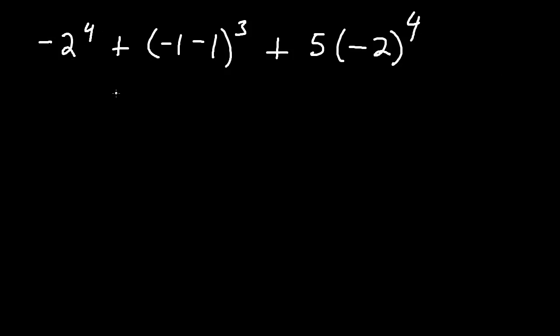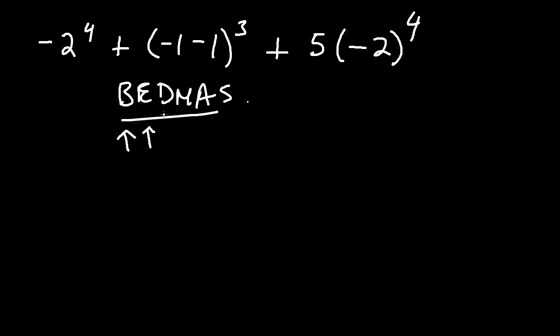Well, first off, we have to follow the rules of BEDMAS, right? Because BEDMAS tells us the order of operations, or in other words, which operations to perform first in the expression. Just to recap, the B in BEDMAS stands for brackets, E stands for exponents, D stands for division, M stands for multiplication, and A and S stand for addition and subtraction, respectively.